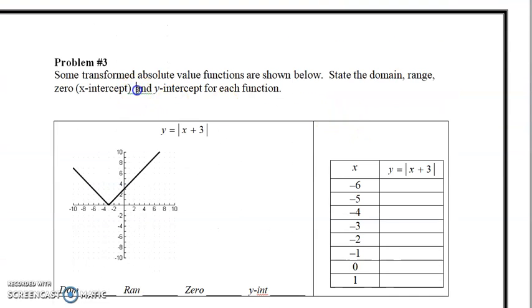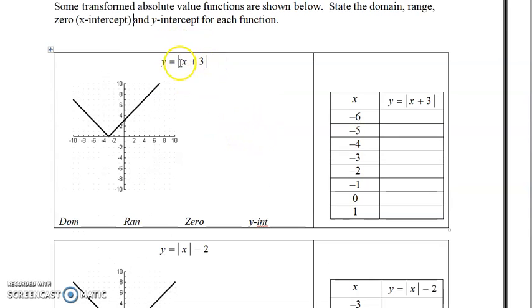So let's look at the next one. We have a transformed absolute value function. So this one's a little different. We have y is equal to the absolute value of x plus 3. So I've graphed that for you, so you can just put that in your graphing calculator. Okay? I'll show you how to do that now.